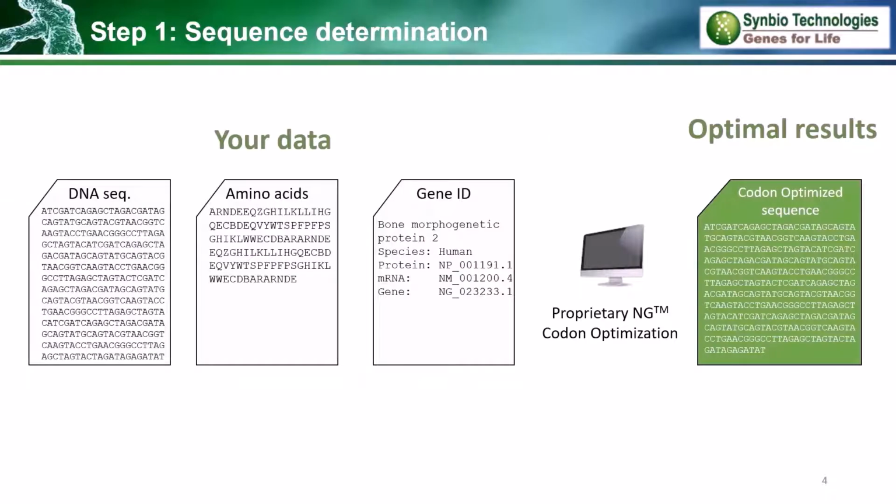So now let's take a deeper dive into each one of these steps. For step 1, sequence determination, you can deliver your data in 3 different formats: the DNA sequence itself, amino acid sequence, or the gene ID. We can take these sequences and input them into our proprietary codon optimization software. This will give us the optimal DNA sequence for your species of interest to maximize expression.